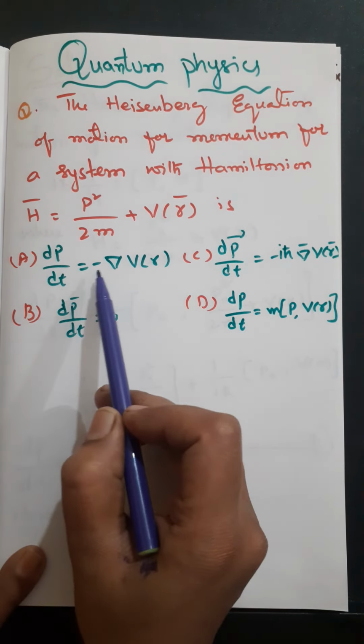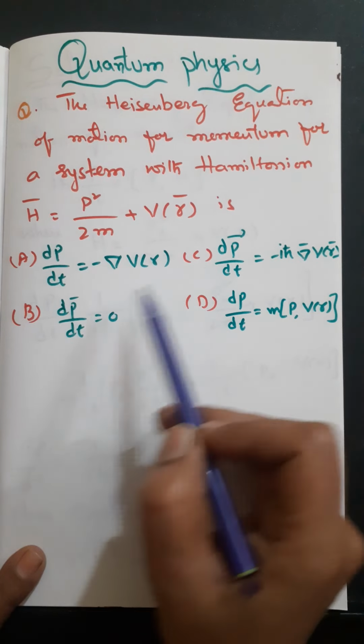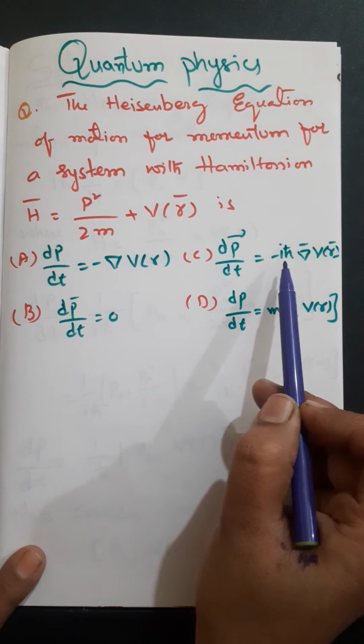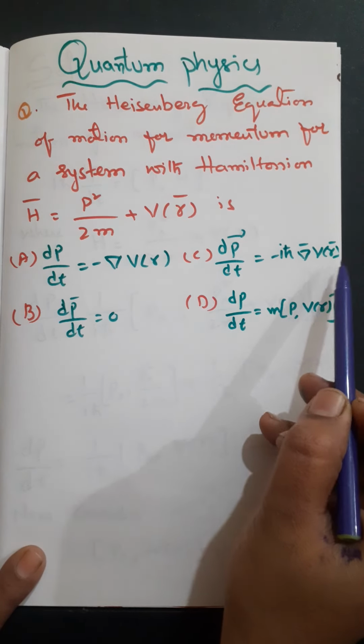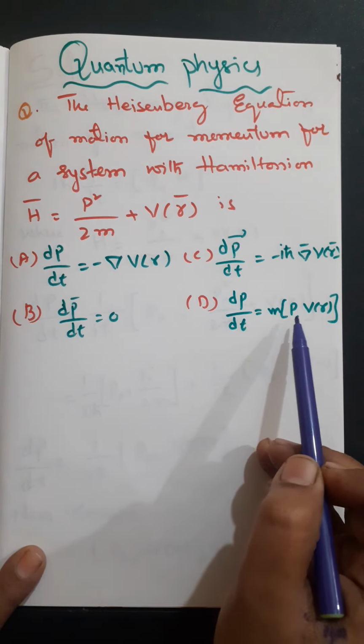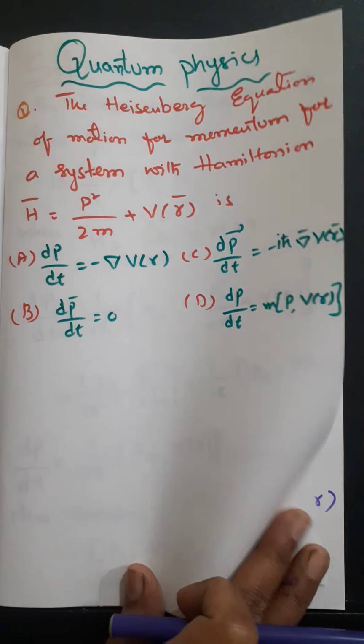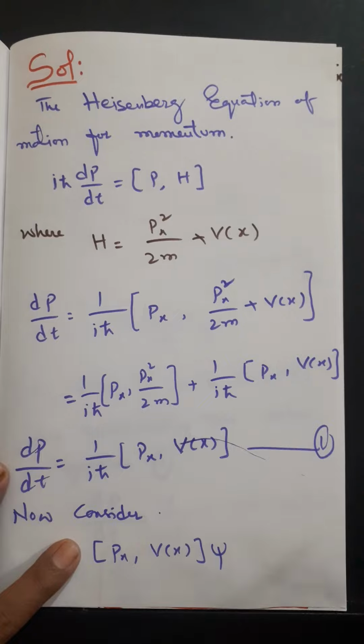Option A: dp by dt is equal to minus del V of r. Option B: dp by dt is equal to 0. Option C: dp by dt is equal to minus i h cross del V of r. Option D: dp by dt is equal to the commutator of p and V of r. The solution for this problem is here.